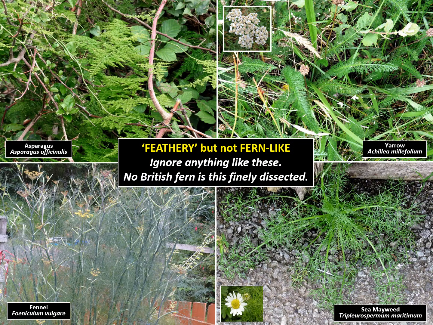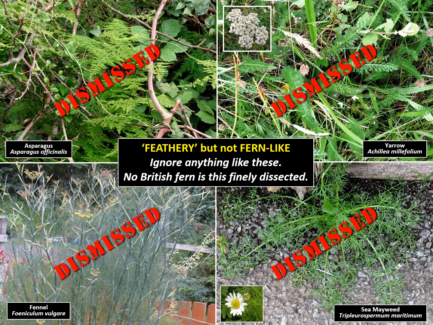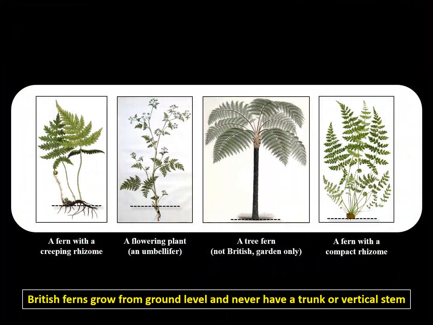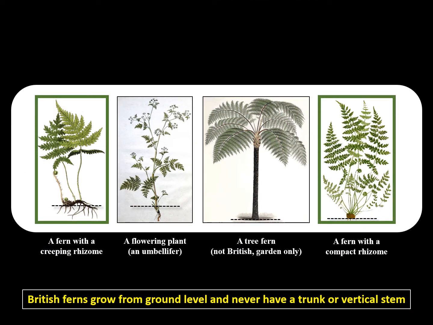It is unfortunate that florists call the decorative leaves they use in bouquets and buttonholes fern. Of course it is nothing of the sort. It's asparagus. Any plant with leaves so finely dissected as to have filamentous segments can be ignored because no fern fronds are like that. Instantly dismissing such plants is perhaps the first stage in developing the skill of recognizing ferns without being distracted by non-ferns. All British ferns grow from ground level. Although their rhizome takes different forms, our ferns never have a trunk or vertical stem.